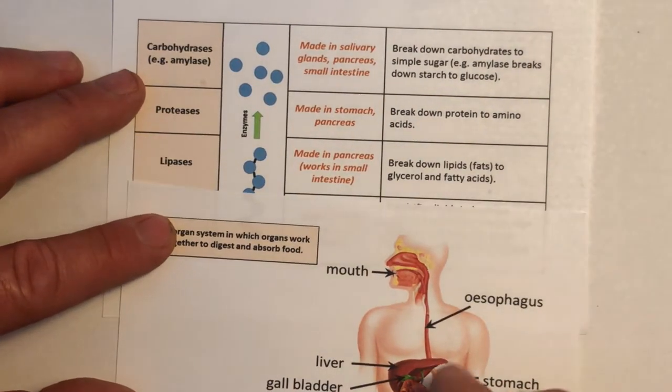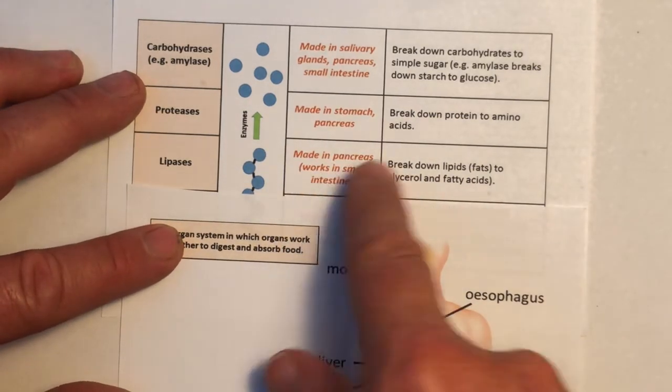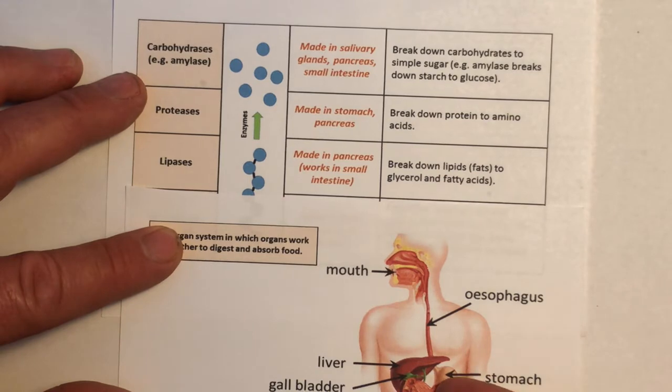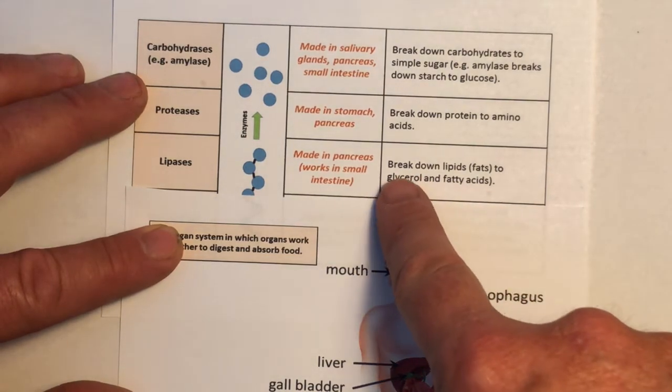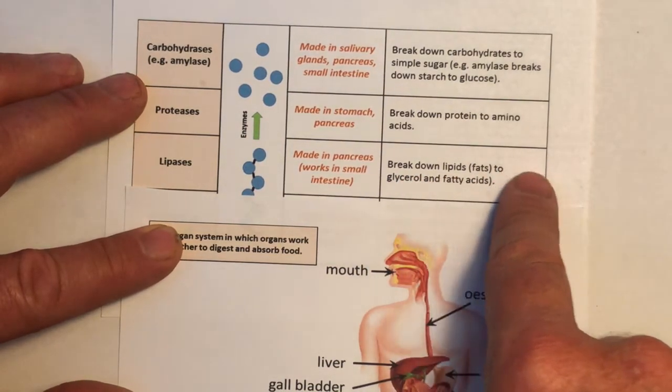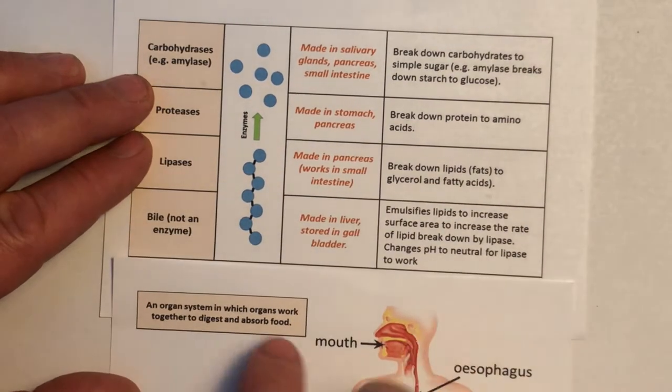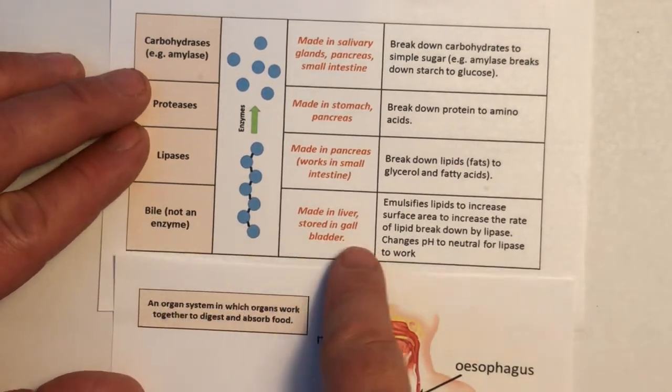Lipase is made in the pancreas and it works in the small intestine. So basically the pancreas produces the enzymes and then they're gradually broken down as they go through the small intestine. Lipases break down lipids to glycerol and fatty acids. The last part is bile. It's made in the liver.